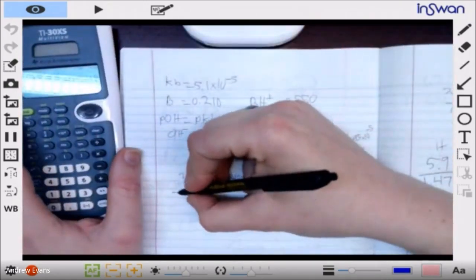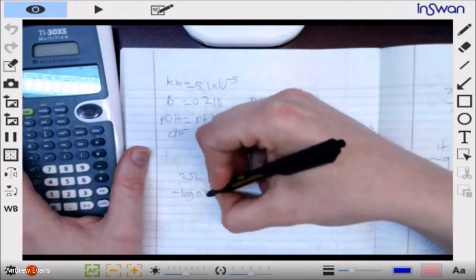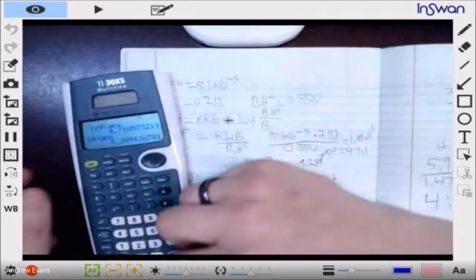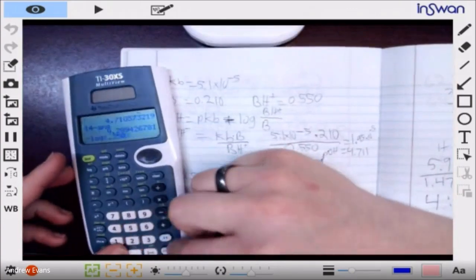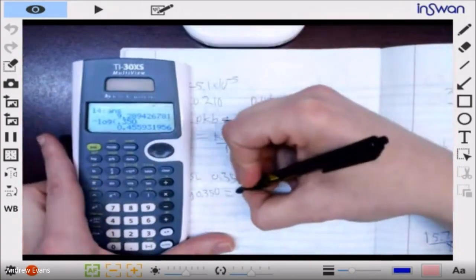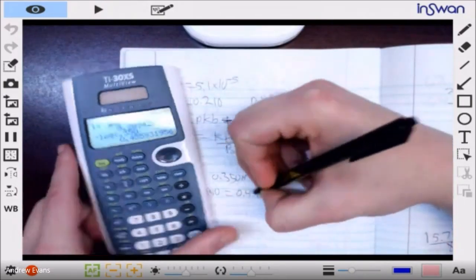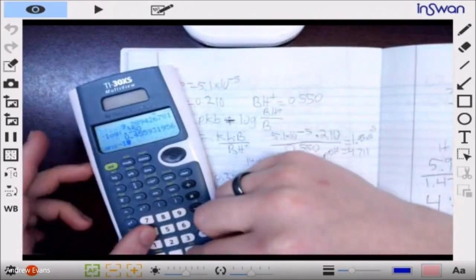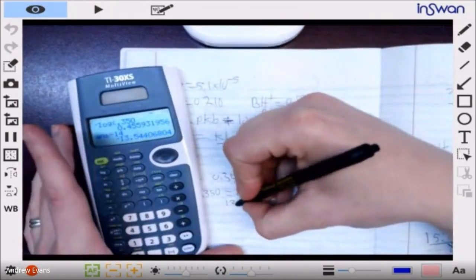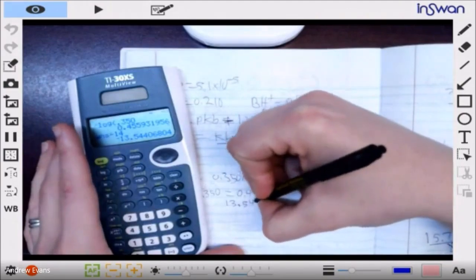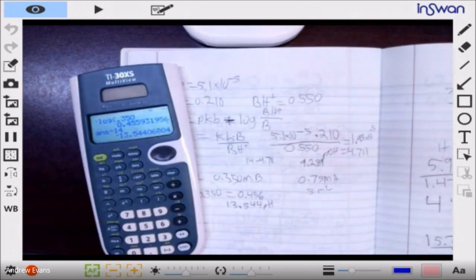So the first part, without anything else, the negative log of the base would give us the pOH. So that's 0.456. We have to subtract it from 14 to get the pH. So 13.544 is our answer.